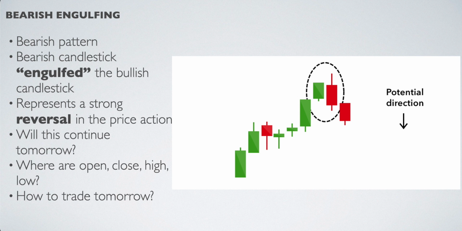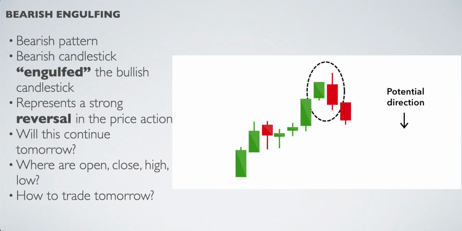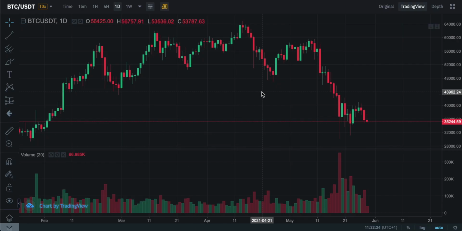Let's move on though to a bearish engulfing. Exactly the opposite of a bullish engulfing. This is where the bearish candlestick, or the move to the downside, engulfs the bullish candlestick. Essentially, this represents a strong reversal in the price action to the downside, and so you may want to trade the market like that. We can see a lot of bullish engulfings, just like we saw bearish engulfings.